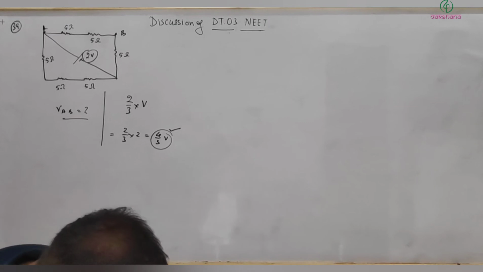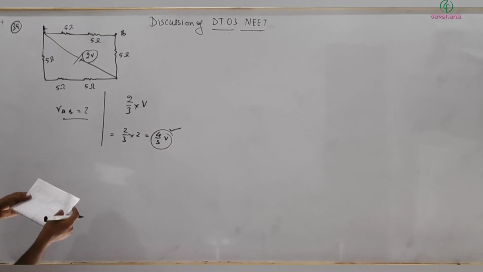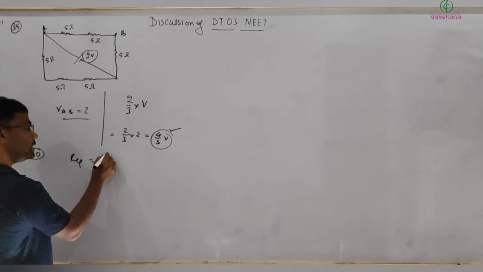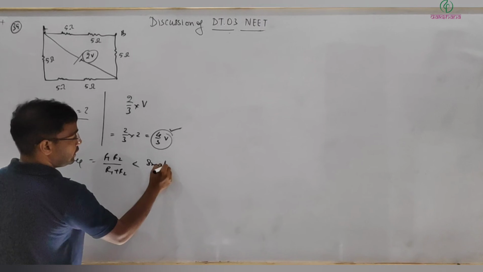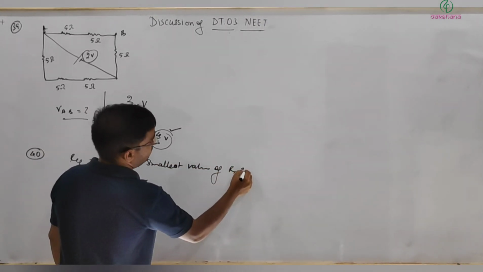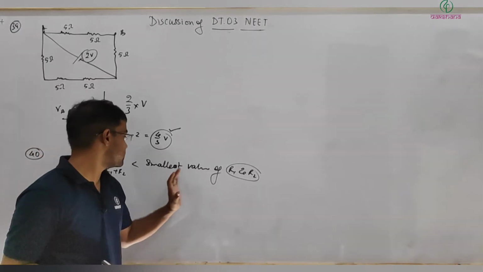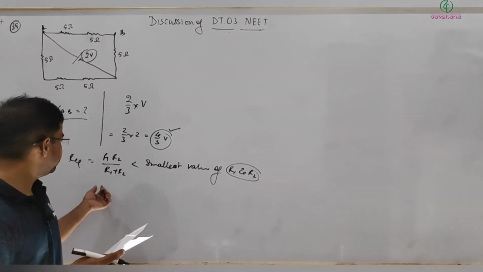Next, question number 40. Two resistors R1 and R2 having R1 greater than R2 are connected in parallel. For the equivalent resistance, which are the correct statements? You must be familiar with this. In parallel combination, R equivalent is R1 R2 divided by R1 plus R2, and this is less than the smaller value, meaning this quantity is even smaller than the smaller value of R1 and R2. So it will be definitely smaller.